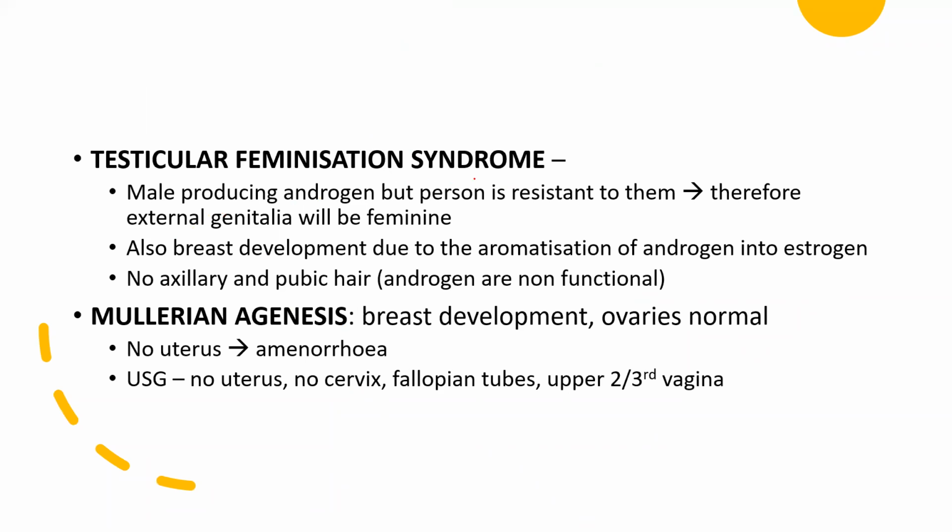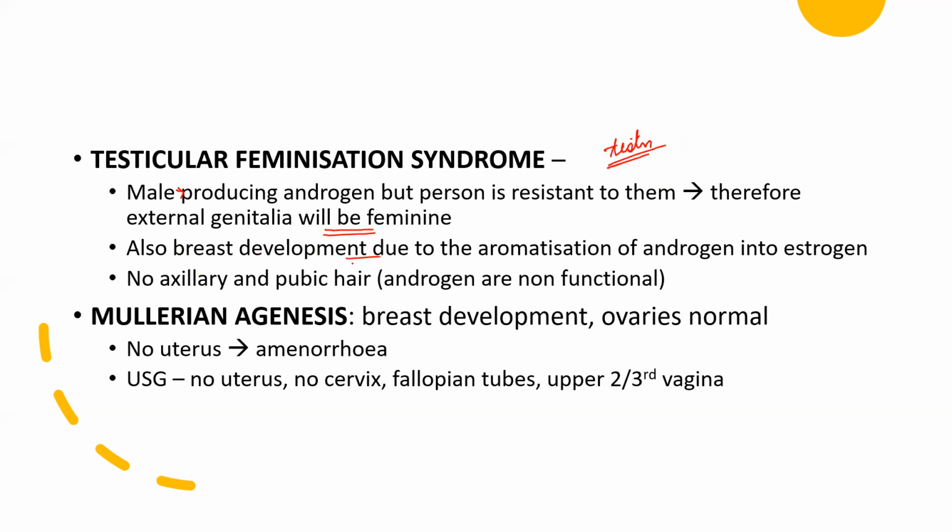So testicular feminization syndrome is nothing but a male producing androgens, but the person is resistant to them. The male is definitely producing the androgens, but the person is resistant to them. Therefore, external genitalia will be feminine in nature. So the person will already have a testis, and all the other features will be there, but the external genitalia will be that of a female.